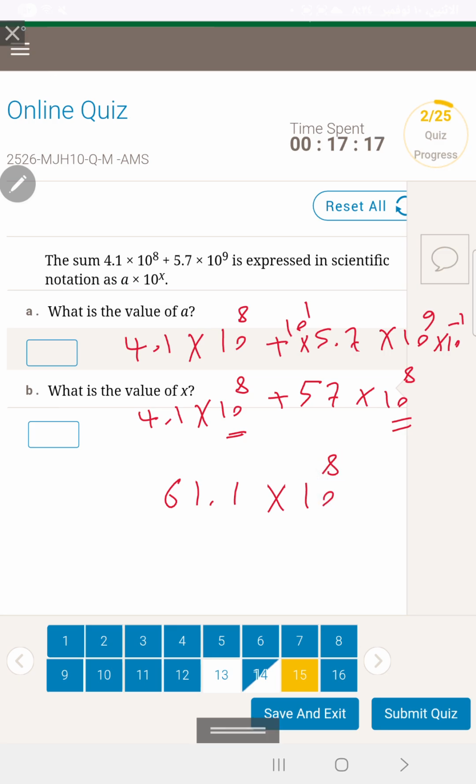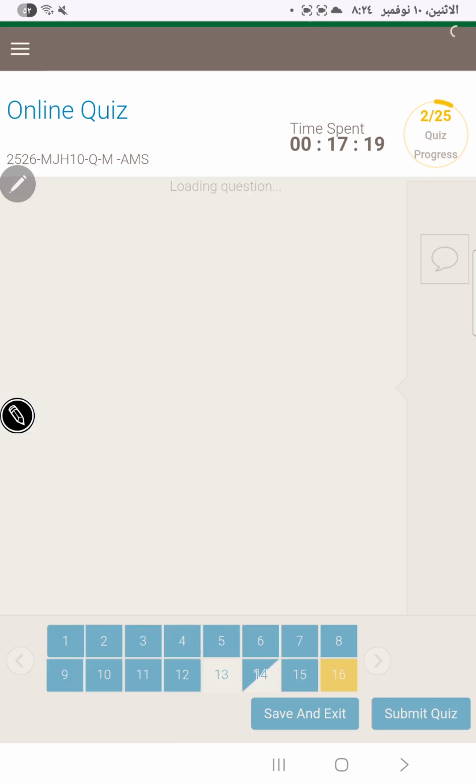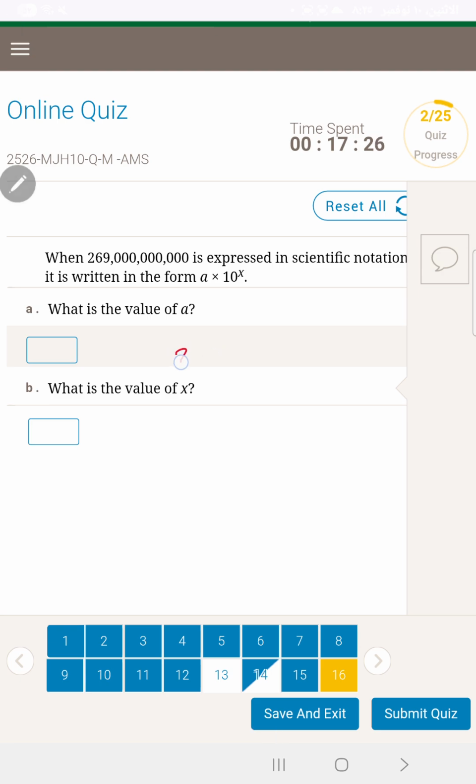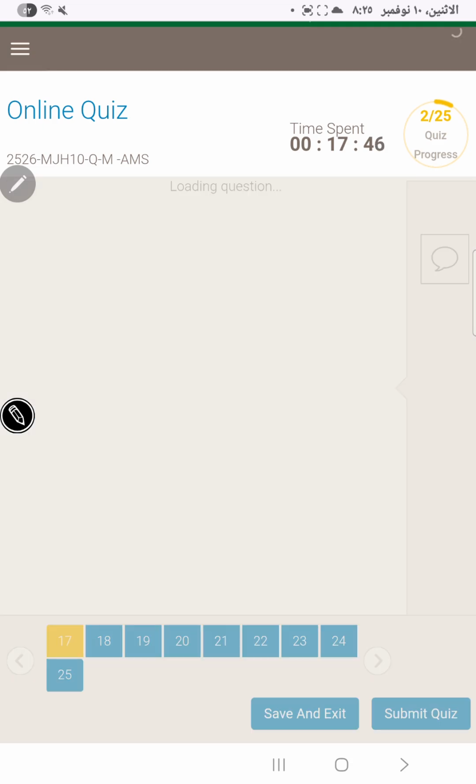Question number 16. Expressed in scientific notation, what is it? 2.69 times 10 to the power of, now you count, you have 3 and 3 and 3 and 2. 3 plus 3 plus 3 plus 2, 9 plus 2, 11. So times 10 to the power of 11. And that's the answer.